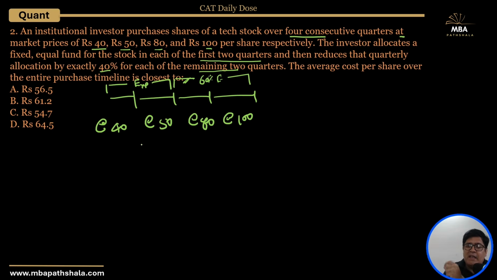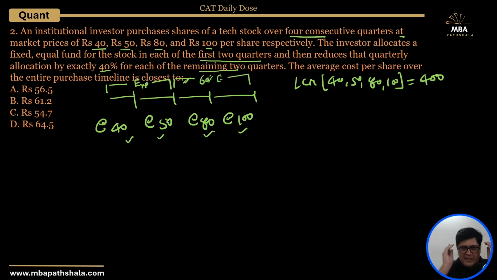If I imagine an amount which is a multiple of all these prices, then decreased by 60%, it is still a multiple of them. So basically, I'm looking for the LCM of 40, 50, 80, and 100. The lowest multiple I can think of is 400. Now imagine I'm spending a total of 400 rupees at 40 rupees each. Can I say I'll be able to buy 10 stocks? 400 rupees at 50 rupees per stock, I can buy 8 stocks.